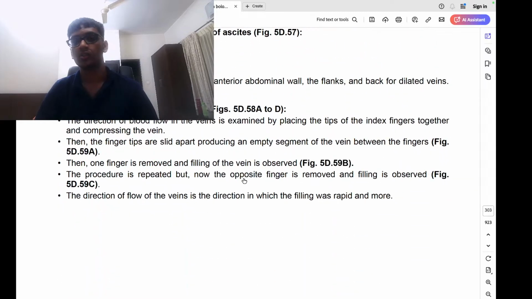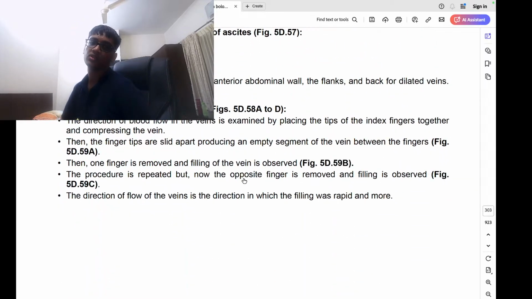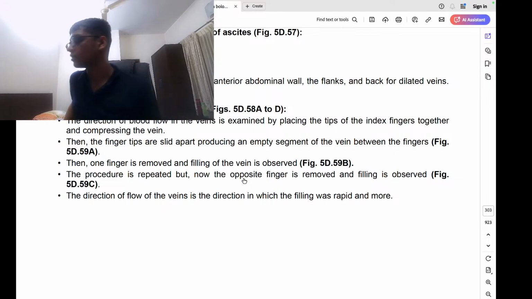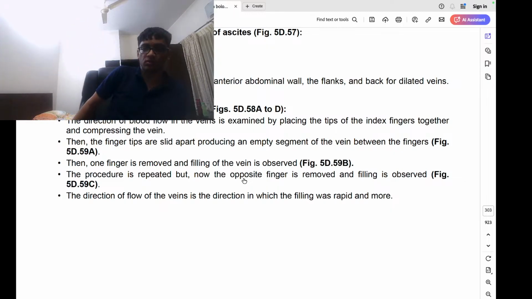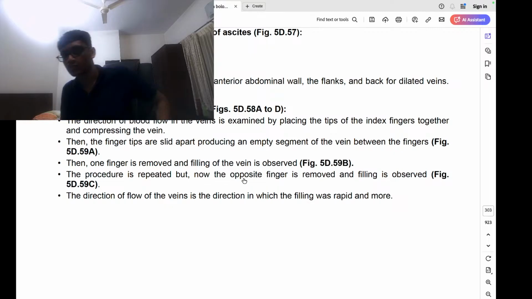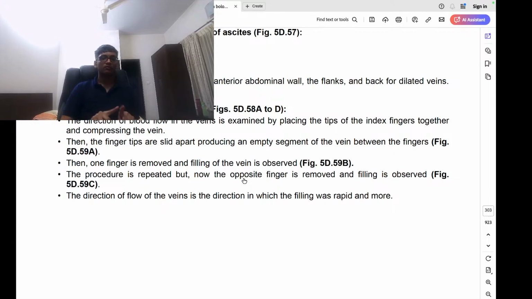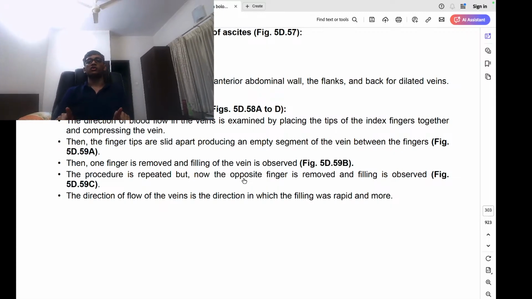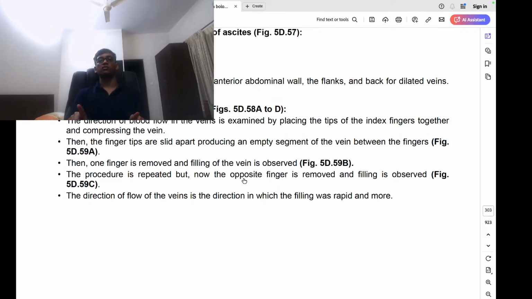So, examination of dilated veins. Make the patient stand and examine the anterior abdominal wall, the flanks and back for dilated veins. Dilated tortuous veins are significant. The direction of blood flow in veins is examined by placing the tips of the index fingers together and compressing the vein. Then, when they are slid apart, they produce an empty segment of vein in between the fingers.